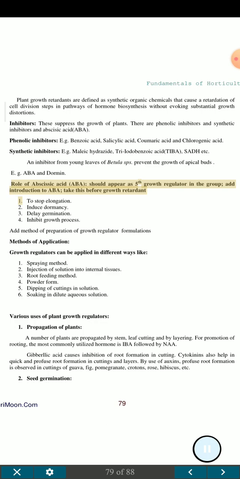Add introduction to ABA, take this before growth retardant. 1. To stop elongation. 2. Induce dormancy. 3. Delay germination. 4. Inhibit growth process. Add method of preparation of growth regulator formulations.